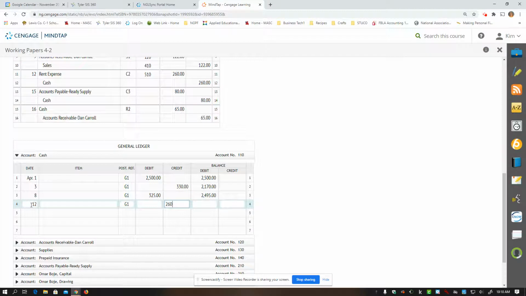$260 is opposite. It's a credit balance or a credit entry, and we have a debit balance. So $2495, subtract 260. I'm a little bit ahead of you, I think. I'm going to press pause. Okay. So we have to take 2495 minus 260 to get 2235. We take 110 and put it up here.